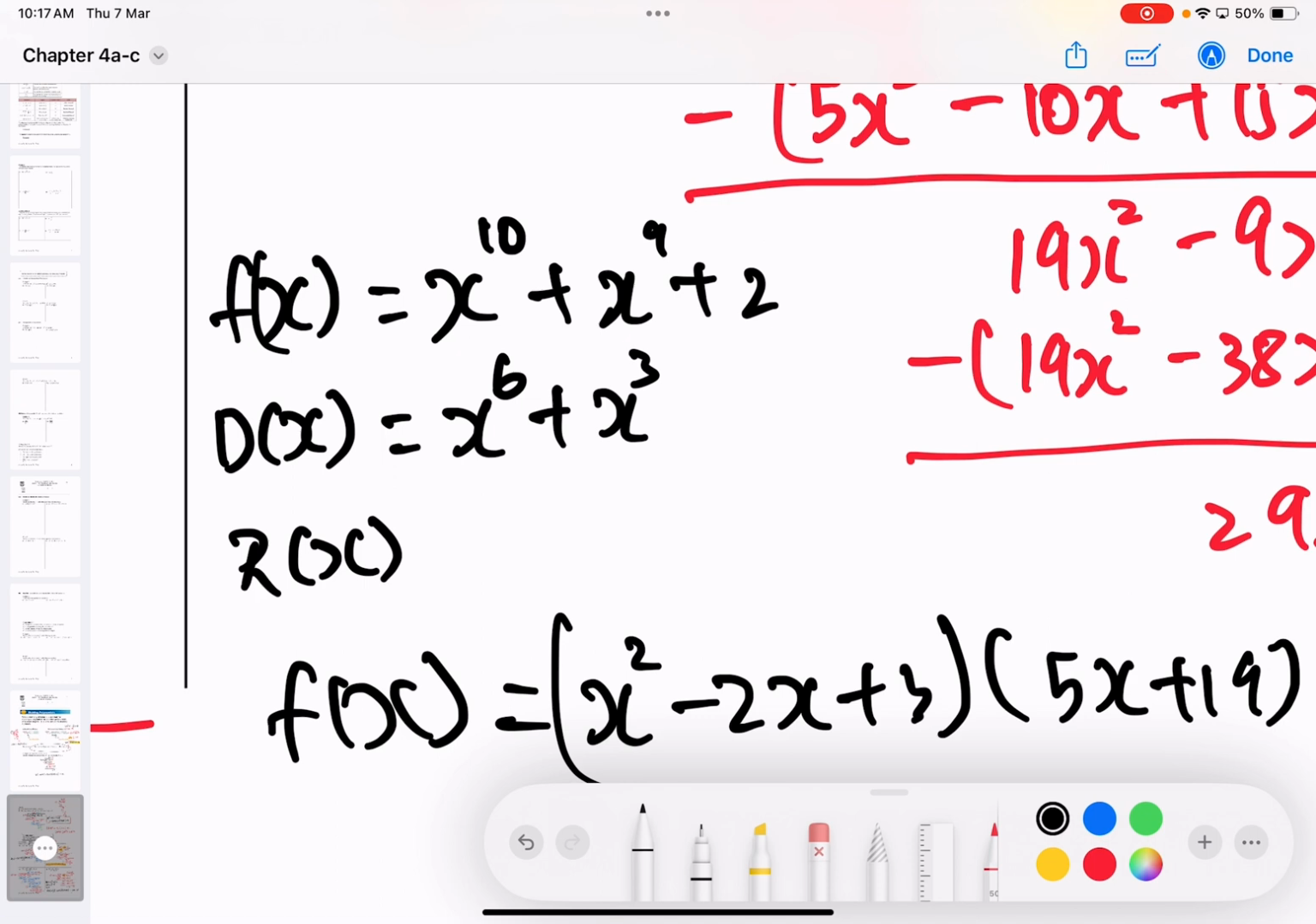Remember, the remainder will always be 1 degree less than the divisor. So your R(x) will be of degree 5. This could be just a 1-mark question, just testing you on concept only. So just remember your remainder will always be 1 degree less than the divisor.